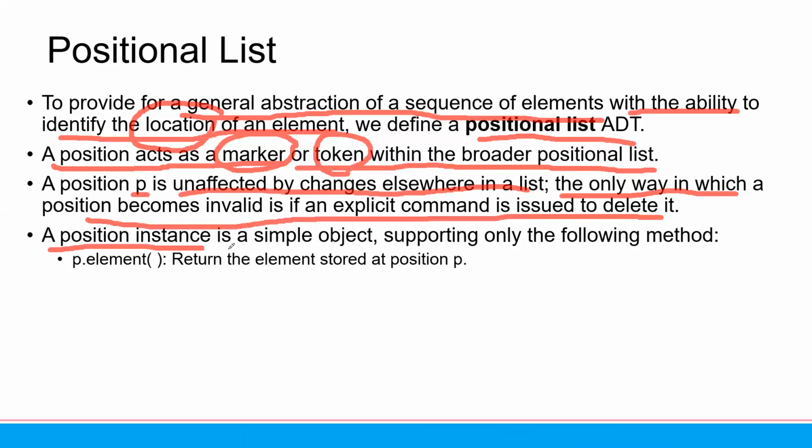A position instance is a simple object supporting only the following method. So we want to see the P. P is the position, and then we have the method element. We want to see what is the element in the position P.